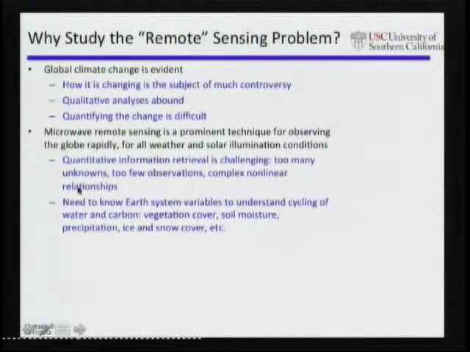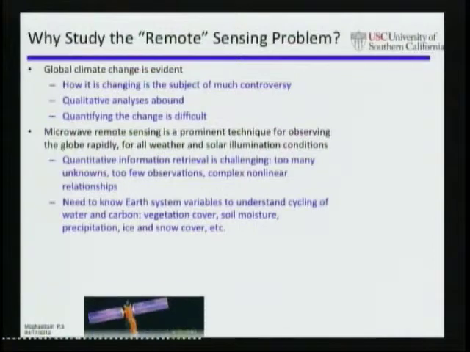So the way we do it is to find quantitative information about the environment. It's very challenging. There are too many unknowns. There are too few observations. Okay, the relationships between the observations and the unknowns is highly complex and nonlinear. Mathematically, it's nonlinear relationships. So it's pretty hard to do, but we need to do it because we need to know the Earth system variables quantitatively in order to understand, to help the scientists understand this climate change issue.